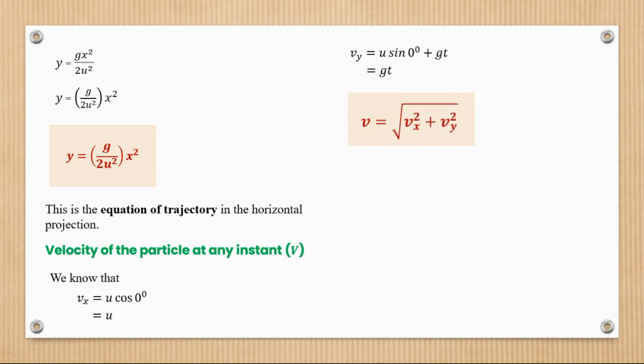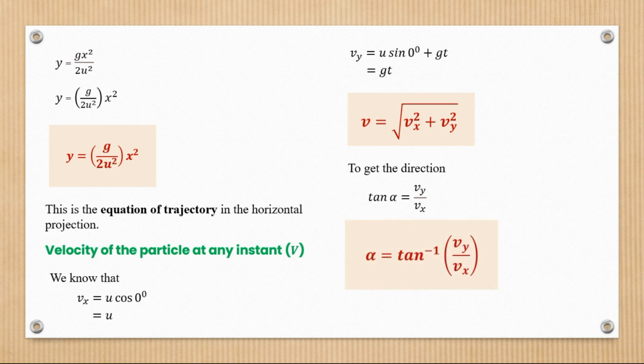So now to find the velocity of the particle at any instant, remember that v shall be equal to the square root of vx squared plus vy squared. So to get the direction, which is alpha, tan alpha shall be equal to vy over vx, and then alpha is equal to tan inverse of vy over vx, and that's how we find that direction.